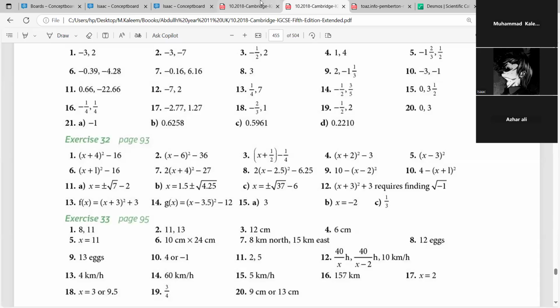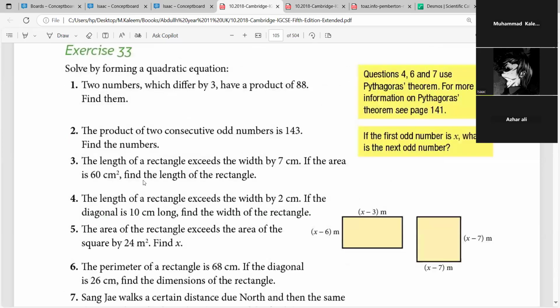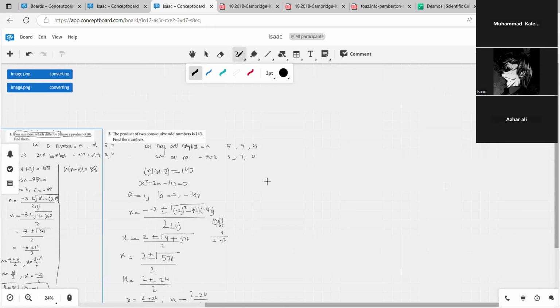Okay. You can solve one more question, then we will end the class. I will explain question number 4. You have to solve question number 3 at home. Question number 4, the length of the rectangle exceeds the width by 2 centimeter. If the diagonal is 10 centimeter long, find the width of the rectangle. Let's check what they're saying in this one. The length of the rectangle exceeds the width by 7 centimeter. If the area is 60 centimeters square, find the length of the rectangle. Okay, no worries. I will explain both quickly.